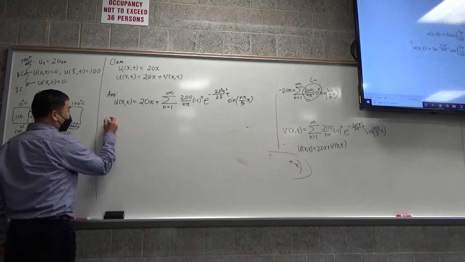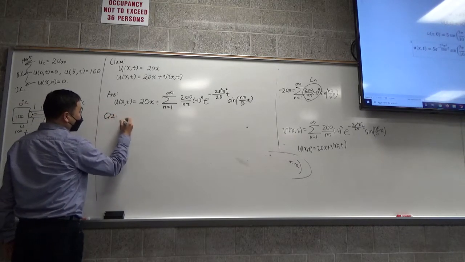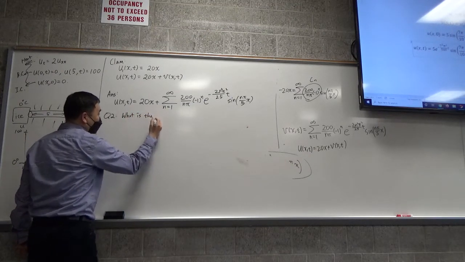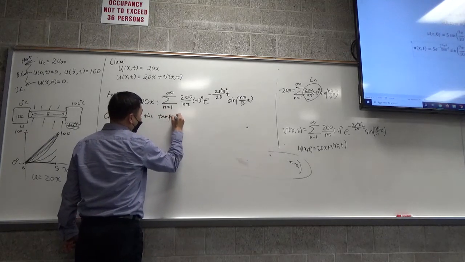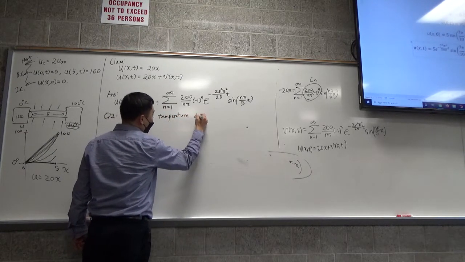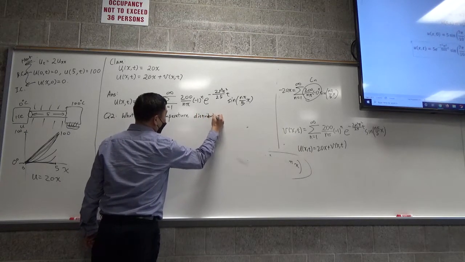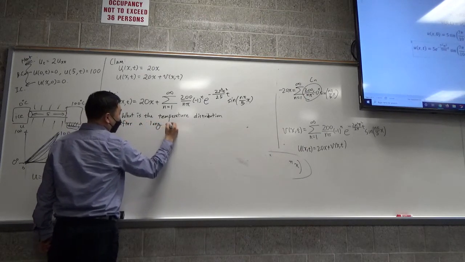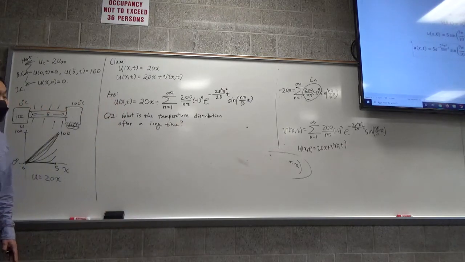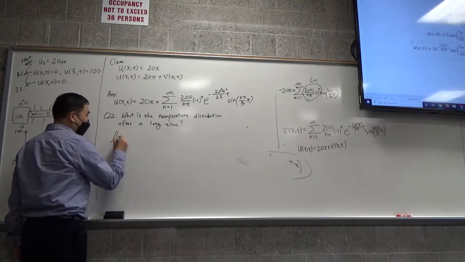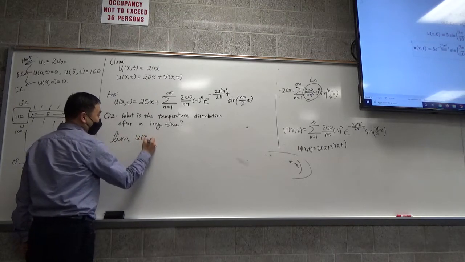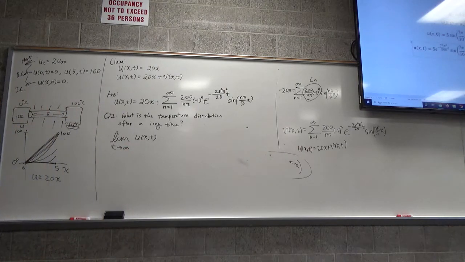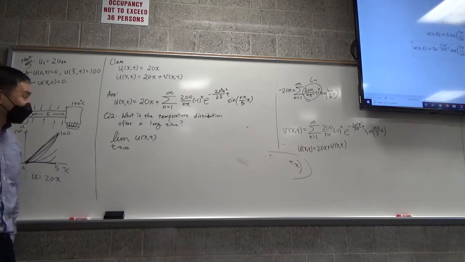So question 2. What is the temperature distribution after a long time? Okay. And then you answer that by taking the limit of this uxt where time t is sent to infinity. So you just send time to infinity, right?